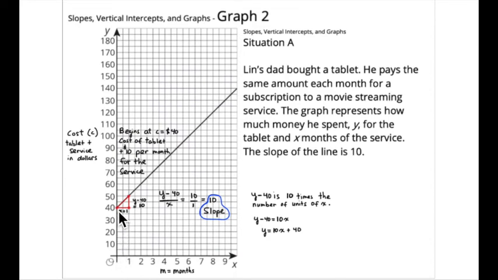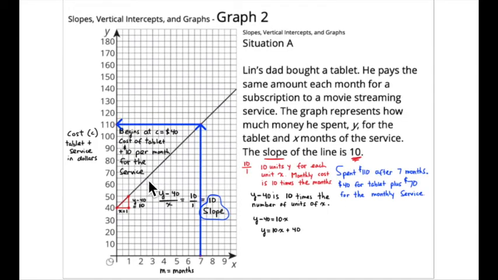That's the head start in his costs. He hasn't even gotten any service yet, but he bought the tablet, so he spent $40, and now he has to add the cost of the service to that. So using this equation, it's $10 each week, or each month, so that's the slope, plus this $40 to begin with, so it's plus that 40. So he begins at a cost of 40, and he adds $10 per month for the service.